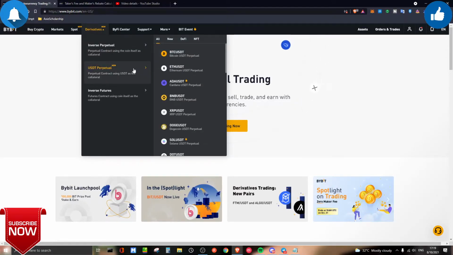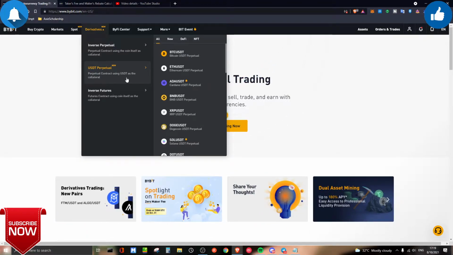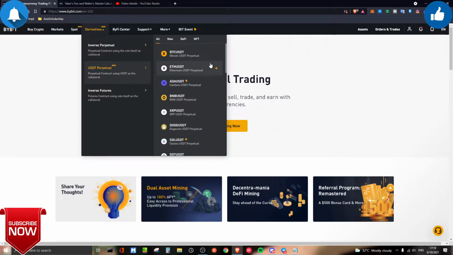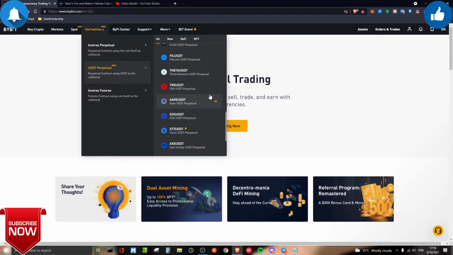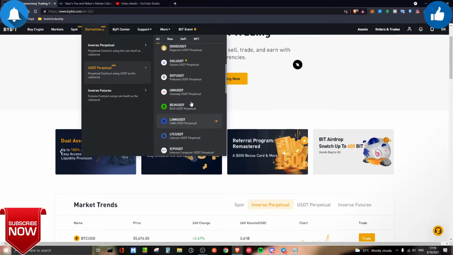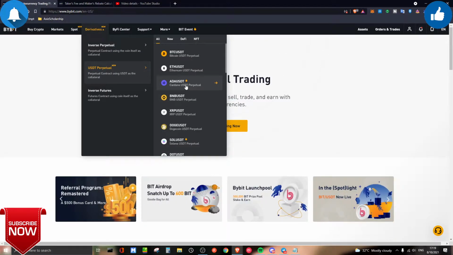So for USDT perpetual itself, very straightforward, you are using US Tether as collateral. Basically your profits, your losses, and after that your fees are all in US Tether. And on US Tether perpetual itself, they have a wider range of trading pairs. You can see there's a lot of trading pairs over here on Bybit. You can trade and speculate on the prices going up or down, and whatever you are making or losing is in US Tether.